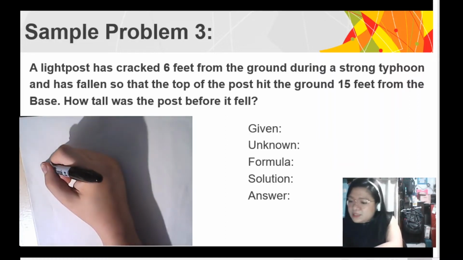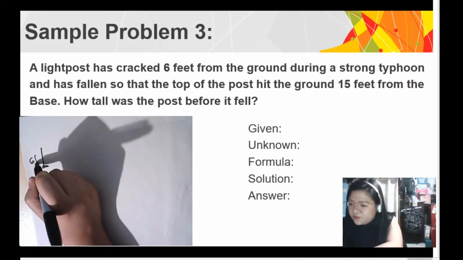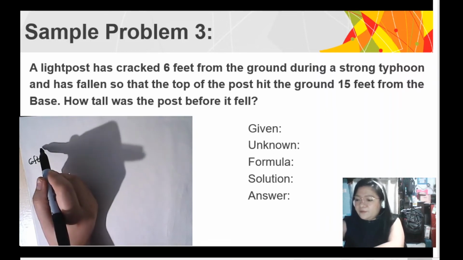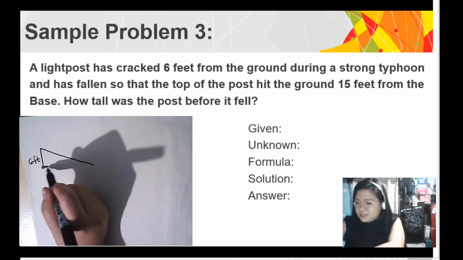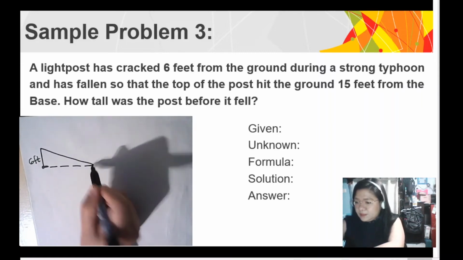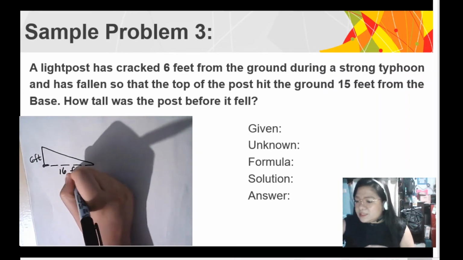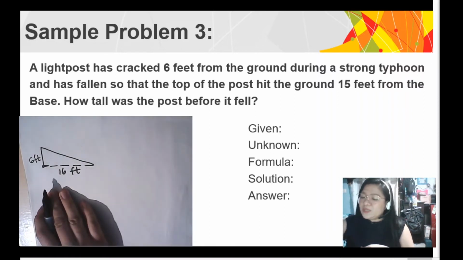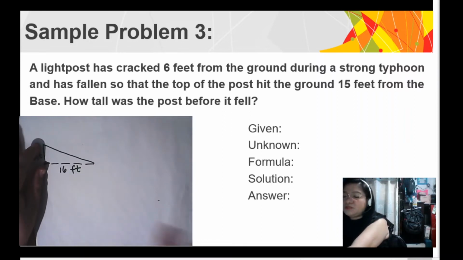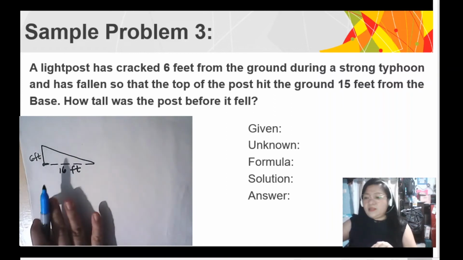This is the ground and this is our light post which cracked 6 feet. So it cracked 6 feet. The top part of the post fell to the ground 15 feet from the base. So from the base to the end of the post, this is 16 feet. How tall was the post before it fell? So we are going to get the sum of the base of the post plus the part of the post which fell. Assign variables to represent our given.